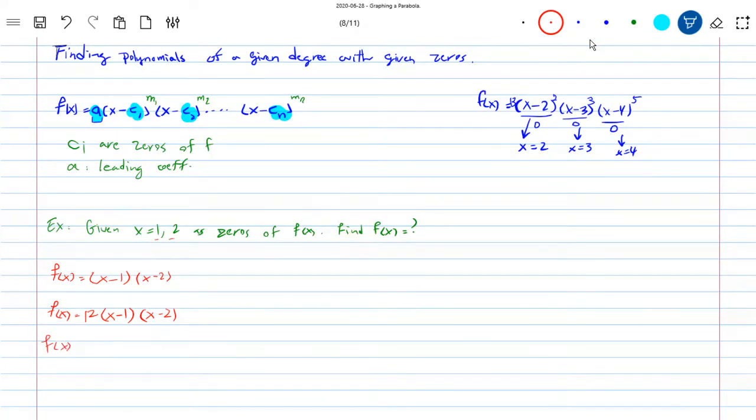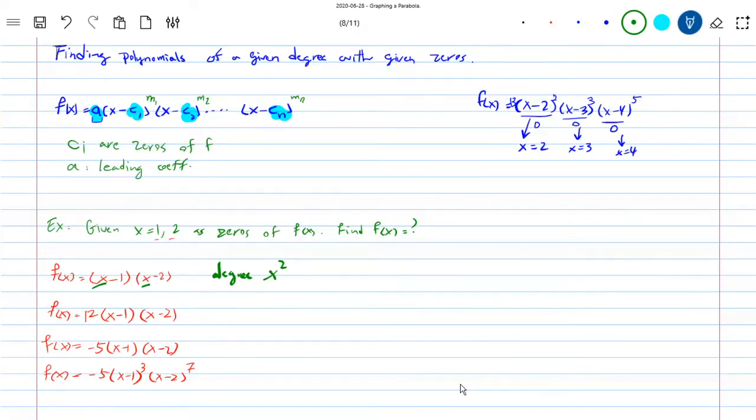How about if I say f of x equals negative 5 times x minus 1 times x minus 2? Still, this polynomial has the same two solutions. f of x equals negative 5 times x minus 1 to the power 3, x minus 2 to the power 7. Same thing. The only difference is the degree. Here, let me show you this. If I ask you what is the degree here for the first polynomial, you'll say the leading term here is x times x, x squared. That would be the leading term.